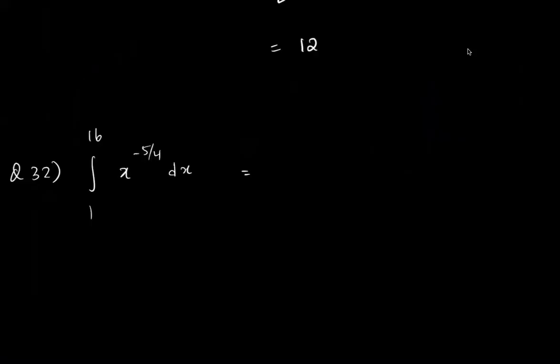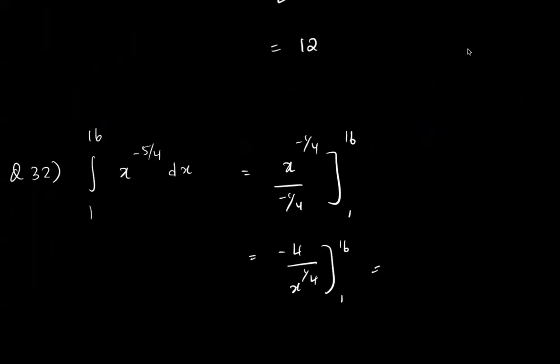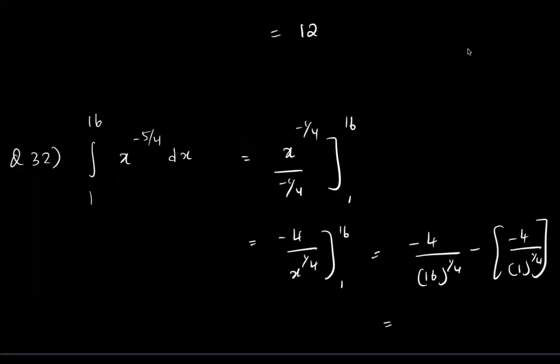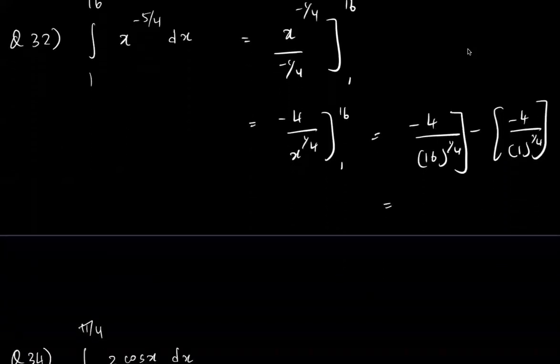Again, this one, add 1, that gives me negative 1/4 over negative 1/4, okay, which can be written as negative 4 over x to the power of 1/4. Apply the upper limit. I have 16 to the power of 1/4 minus negative 4 over 1 to the power of 1/4. So 16 to the power of 1/4, so 2, 4, 8, 16. So this is 2. So negative 4 over 2 is negative 2. And this is minus of minus 4 is plus 4. So the net area will be 2.